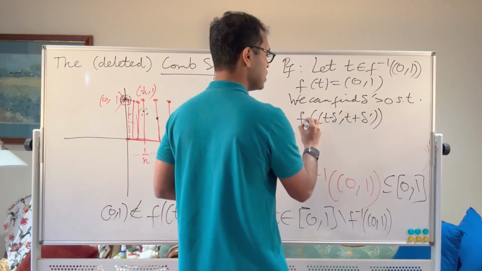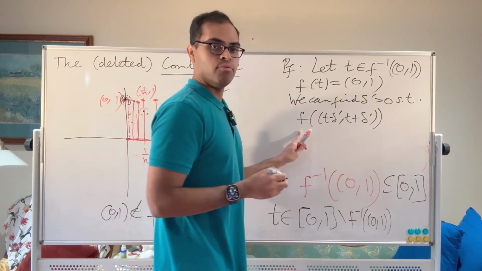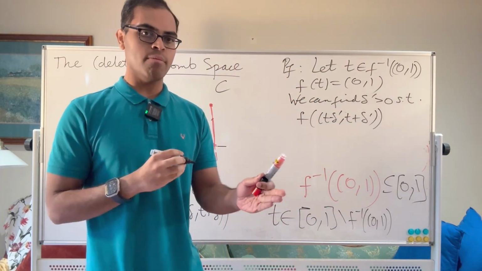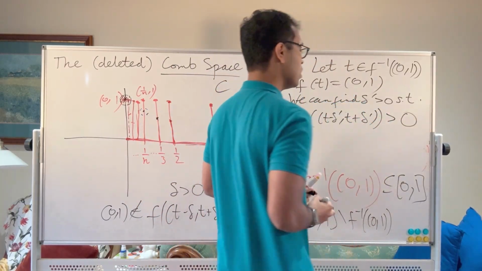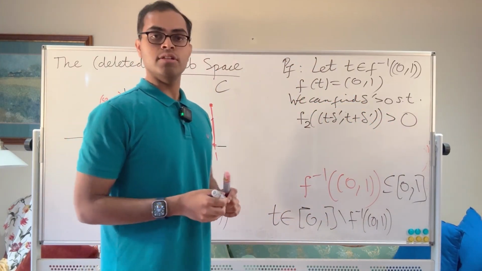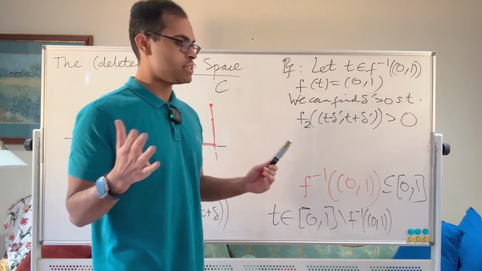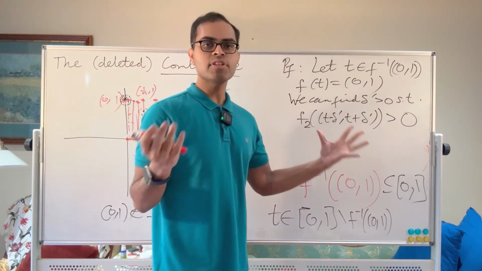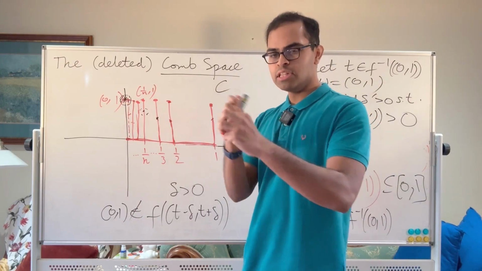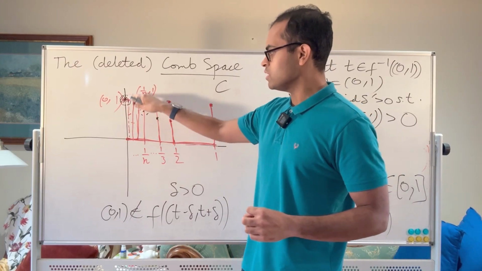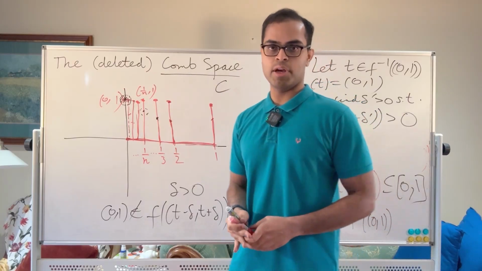In other words, the y-coordinate of f, which remember we wrote as (f1 of t, f2 of t), the y-coordinate is going to be greater than 0, always. We can find such a delta prime with this property because f is continuous. So if its value at t is (0, 1), you can find a sufficiently small neighborhood of t so that its value still remains above the x-axis by continuity.